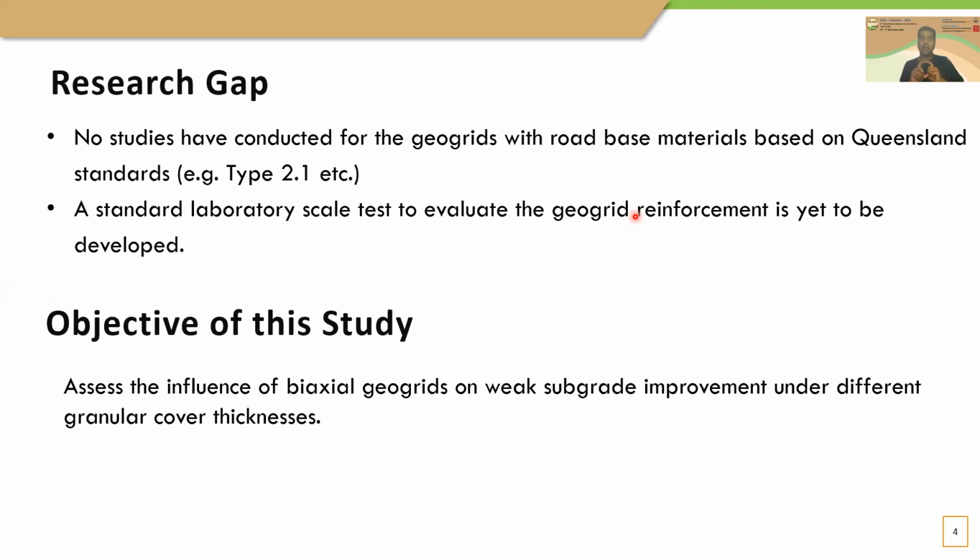So considering that in mind, for this study, we defined the objective as assessing the influence of biaxial geogrids on weak subgrade improvement under different granular cover thicknesses.